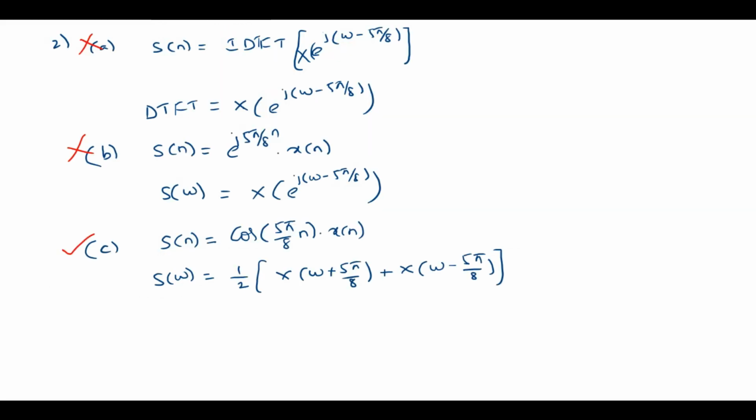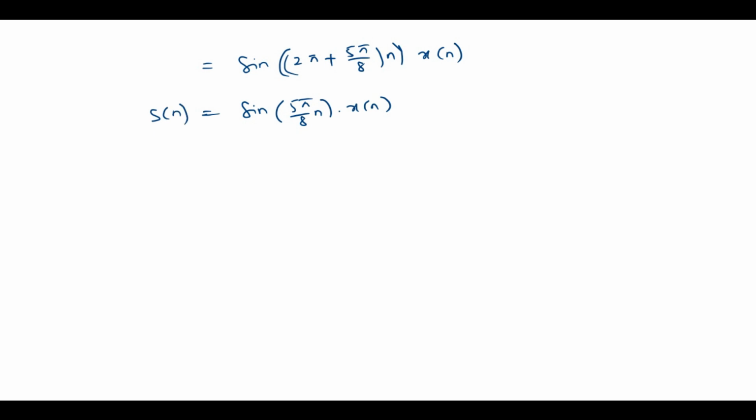Now, the last option, s of n is equal to sine of 21 pi by 8 n into x of n. So this can be written as the sine of, I am writing that 21 pi as 2 pi plus 5 pi by 8, n into x of n, which can be written as sine of 5 pi by 8 n into x of n.